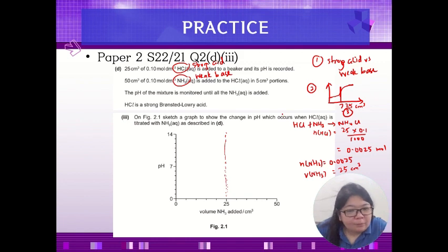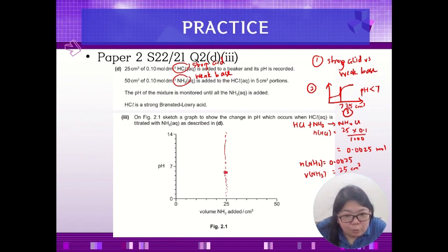Now we have all the information needed to sketch the curve. 25 for the equivalence point. This is a strong acid versus weak base titration. So at the equivalence point, the pH is less than 7. You always follow the one that is stronger. In this case, strong acid versus weak base, so the pH leans more to the strong acid. That's how I remember the pH of the equivalence point. So less than 7, I'll say 5 maybe.